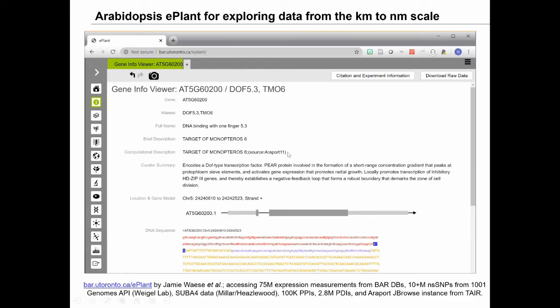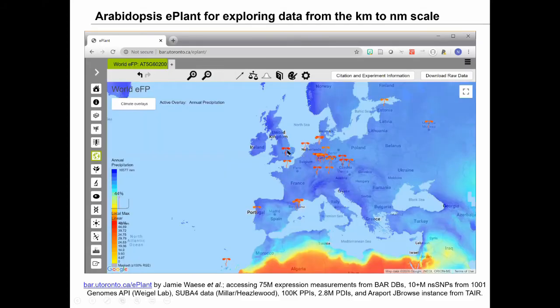And then we can zoom down to the first data level, which is at the kilometer scale, looking at variation in expression of a particular gene, a DOF gene here. We see some variation based on the coloring of these little plants, and we can zoom down to find out what that ecotype is that shows that variation in expression. We can overlay climate data to start to think about the linkage between external climate and variations in gene expression.